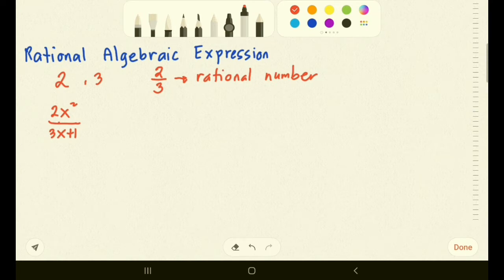So, you have here another, 3x plus 1. So 3x plus 1 is composed of two terms. That means to say this is a binomial, which is also a polynomial. So with regards to this, you have here the ratio of 2x squared and 3x plus 1. So for example, the numerator is 2x squared over the denominator, which is 3x plus 1. So since we're dealing here with algebraic expressions, we're now going to call this 2x squared over 3x plus 1 a rational algebraic expression.